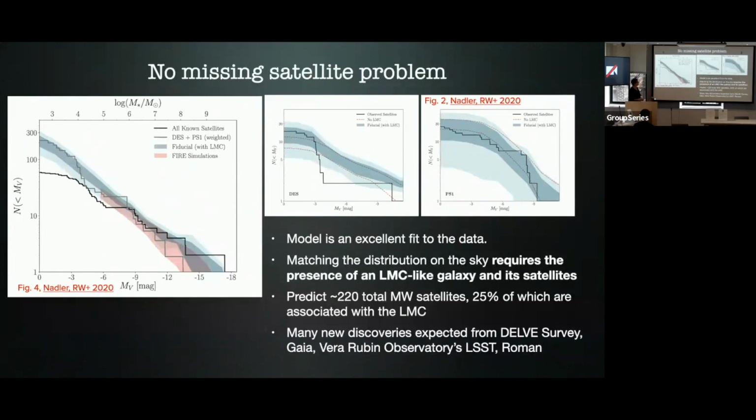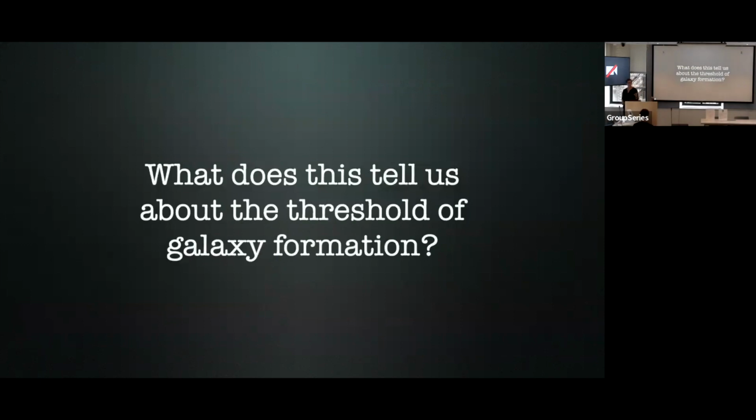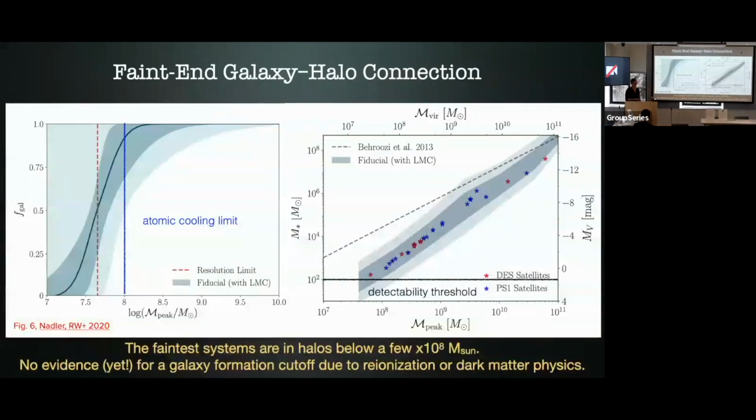Okay, so what does this tell us about the threshold of galaxy formation? I told you that maybe those very low mass things don't light up, but I think we have a really interesting constraint already, which is that the faintest systems that we have already detected, remember these are very faint, just a few hundred stars, live in halos that are around a few times 10 to the 8 solar masses or less.